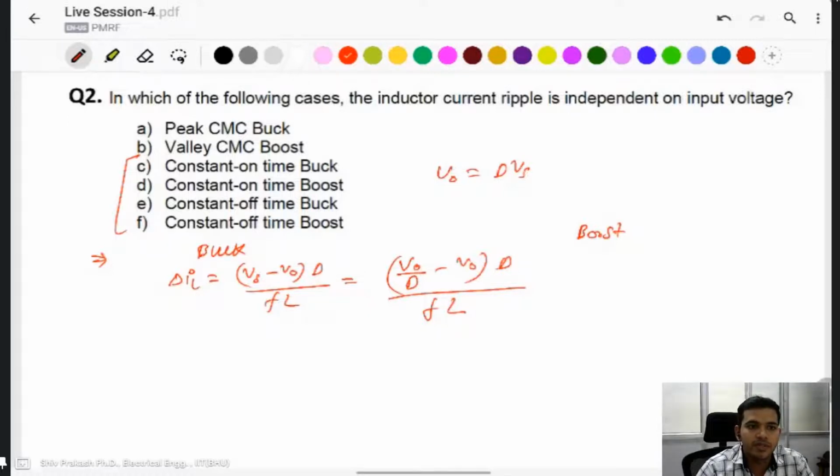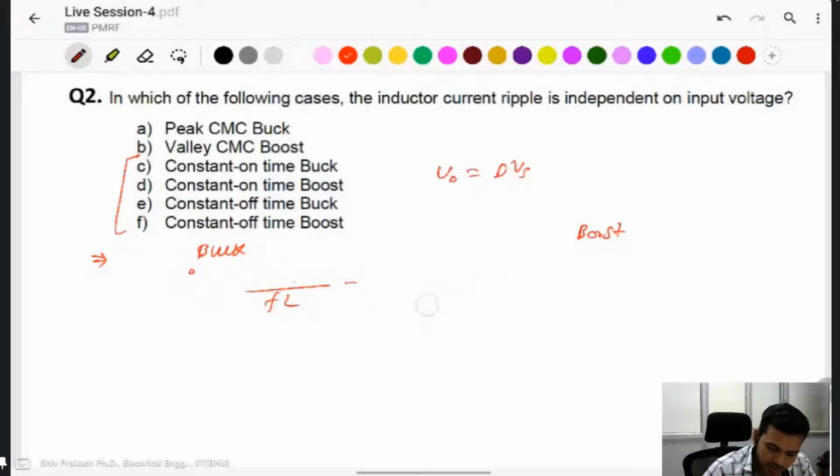That's why for the PWM converter, you say the input voltage is not independent, because the switching frequency is fixed. If the frequency will change, then the Delta IL changes. That's why I will not consider this. First of all, you know about the buck converter, T on and T off time are given here.